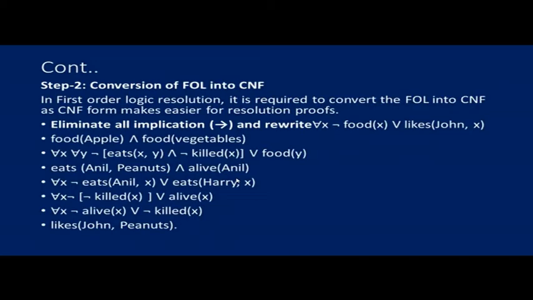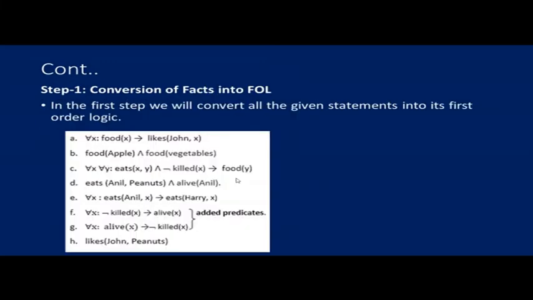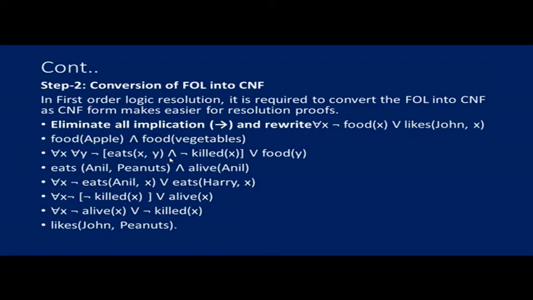Next comes step 2. In step 2, we need to convert FOL into CNF, which means we need to eliminate all implications, that is, the arrow mark. Wherever the implications come in step 1, for example the first one and then A, C, E, F and G, all these predicates contain implications. So we need to convert them into another form. How will we convert?